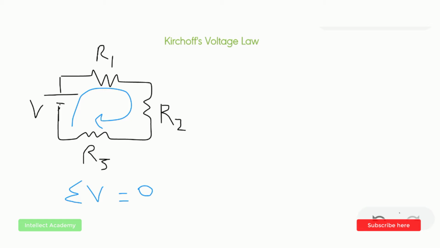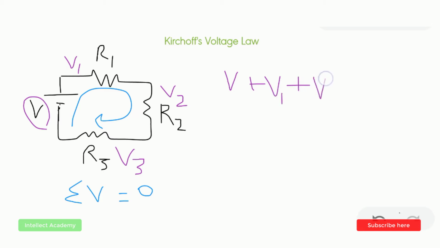If I mark V1 as the voltage across R1, V2 across R2, and V3 across R3, and I consider the source voltage as well, the KVL equation would be V plus V1 plus V2 plus V3 should be 0.